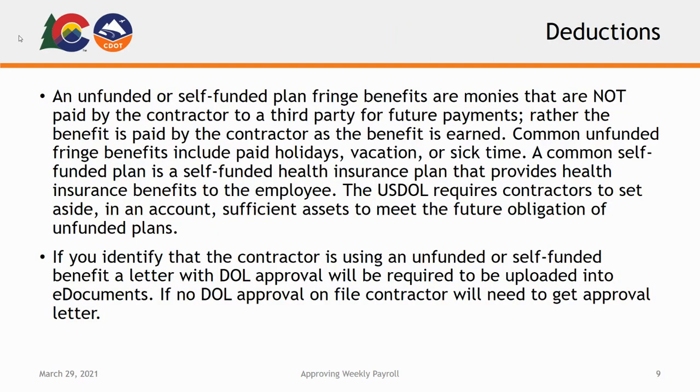If you identify that they are using an unfunded or self-funded fringe benefit, the contractor should have the DOL approved letter uploaded into eDocuments. If there is no DOL approval on file, and it is something that is not expressly approved through DOL, we will be asking the contractors to get a letter.